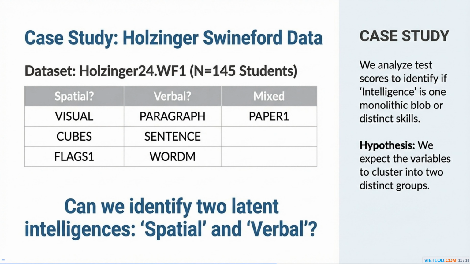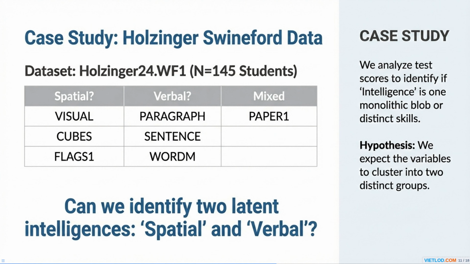For our case study, we're using the Holzinger-Swineford data, specifically the Holzinger24.wf1 dataset, which includes test scores from 145 students. The main purpose of this case study is to analyze these test scores and identify if intelligence is a single, undifferentiated ability or if it comprises distinct skills.